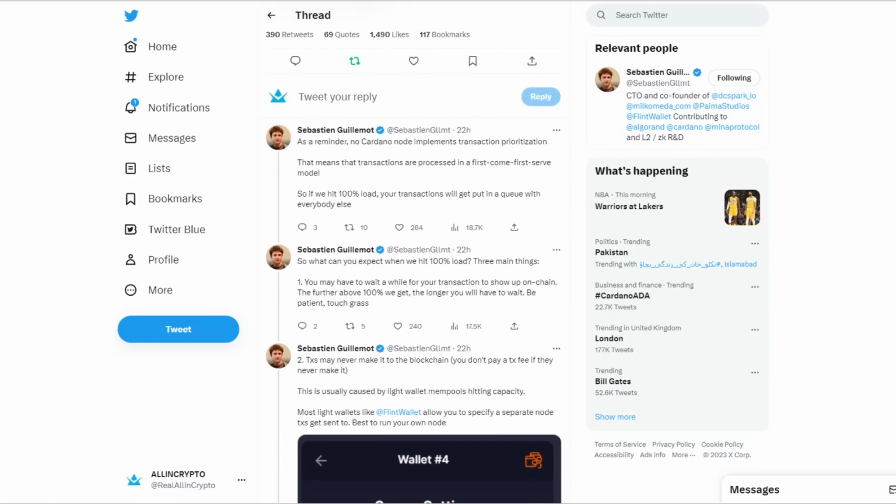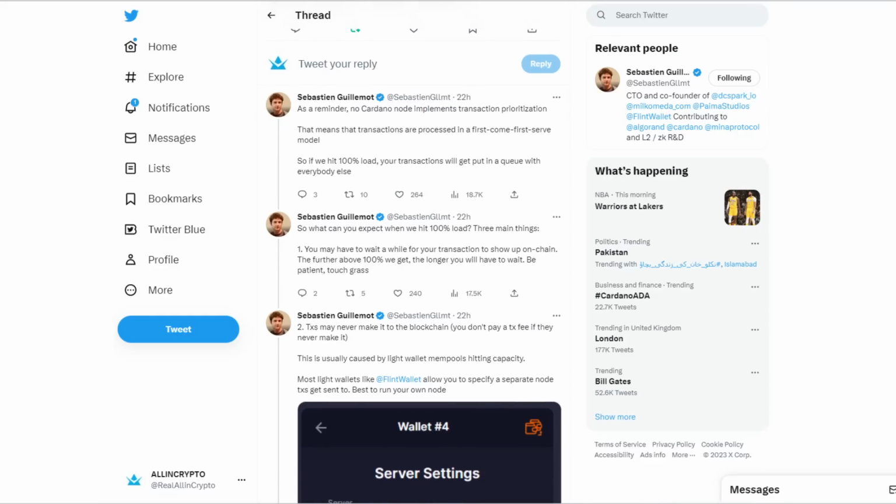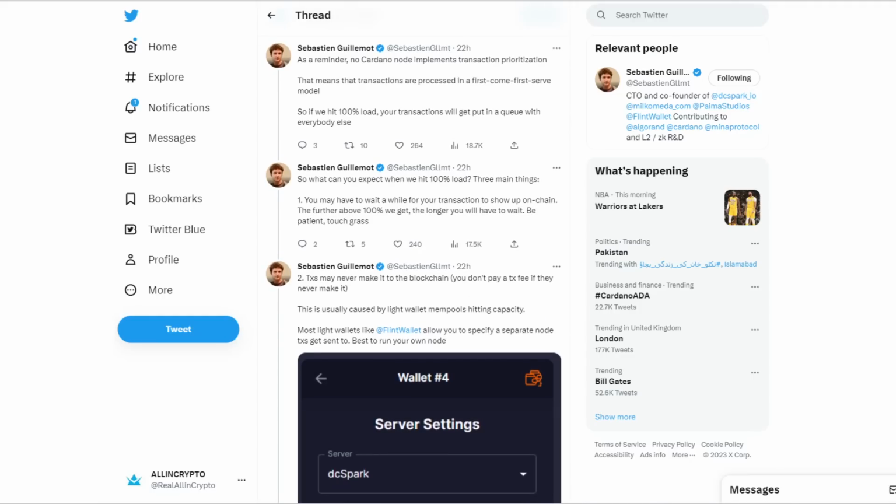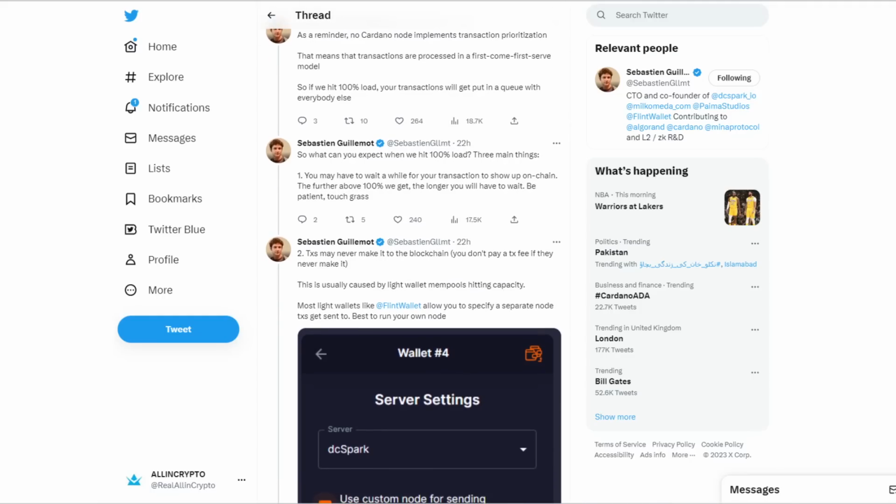A reminder: no Cardano node implements transaction prioritization. That means that transactions are processed in a first come, first serve model. So if we hit 100% load, your transaction will get put into a queue with everybody else's. So what can you expect when we hit 100% load?